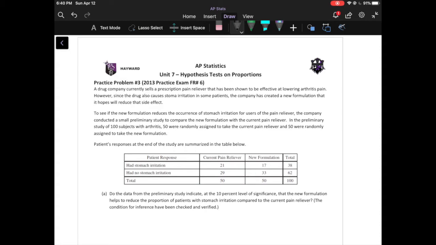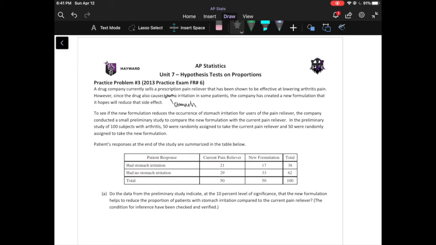A drug company currently sells a prescription pain reliever that has shown to be effective at lowering arthritis pain. However, since the drug also causes stomach irritation in some patients, the company has created a new formulation that it hopes will reduce the side effect. To see if the new formulation reduces the occurrence of stomach irritation for users of the pain reliever, the company conducted a small preliminary study to compare the new formulation with the current pain reliever. In the preliminary study of 100 subjects with arthritis, 50 were randomly assigned to take the current pain reliever, and 50 were randomly assigned to take the new formulation. Patients' responses at the end of the study are summarized in the table below.